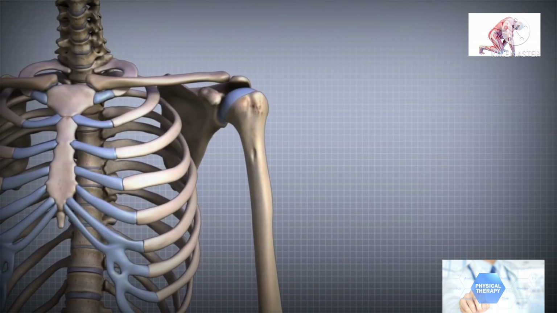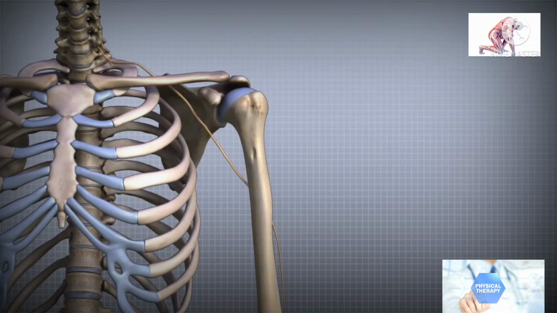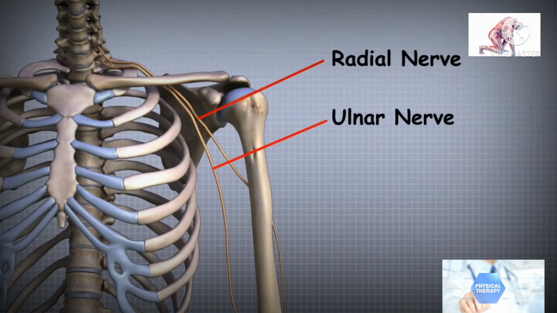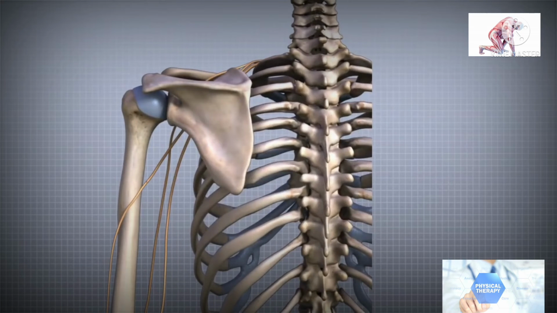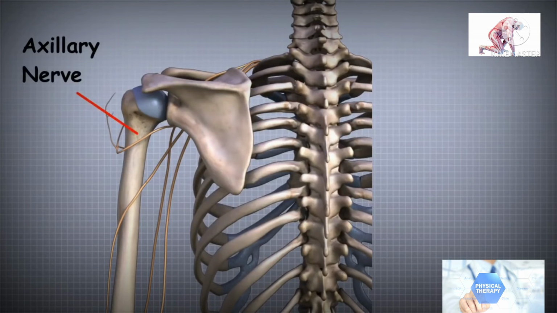The main nerves that travel into the arm run through the axilla under the shoulder. 3 main nerves begin together at the shoulder: the radial nerve, the ulnar nerve, and the median nerve. These nerves carry the signals from the brain to the muscles that move the arm. The nerves also carry signals back to the brain about sensations such as touch, pain, and temperature. There is also an important nerve that travels around the back of the shoulder joint to supply sensation to a small area of skin on the outside of the shoulder and motor signals to the deltoid muscle. This nerve is called the axillary nerve.